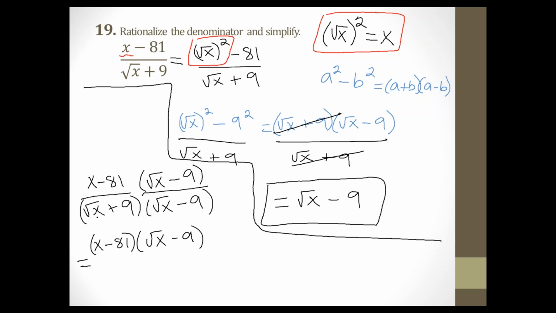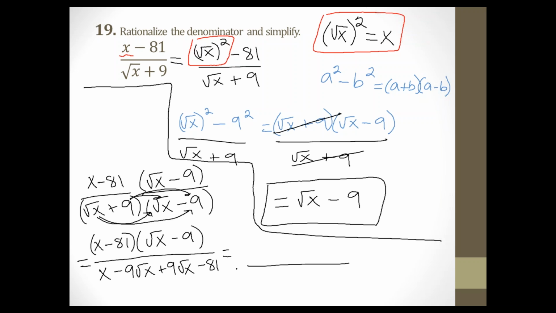Let's FOIL the bottom. So the square root of x times the square root of x is just x. The square root of x times negative 9 is negative 9 square root of x. 9 times the square root of x is positive 9 square root of x. And then 9 times negative 9 is negative 81. So now on the bottom, negative 9 square root of x plus 9 square root of x cancels to 0. So in the bottom I have x minus 81.